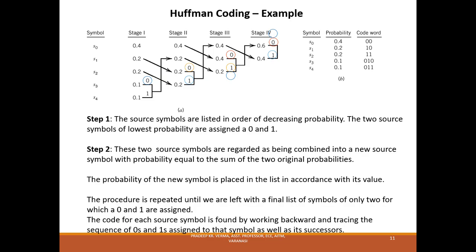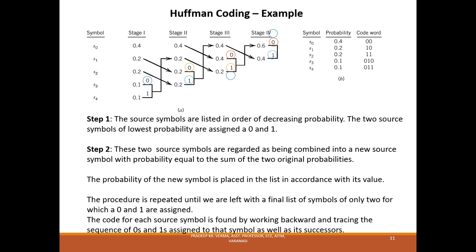So there is an example. Suppose we have a discrete memoryless source producing five symbols S0, S1, S2, S3, S4, and their probabilities are 0.4, 0.2, 0.2, 0.1, 0.1 respectively. We will arrange these in the decreasing order of probabilities.